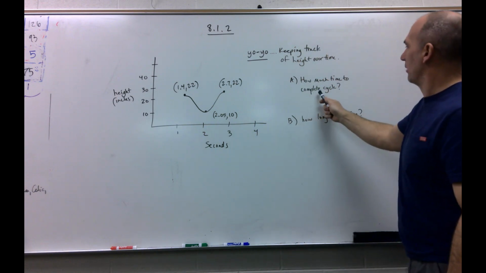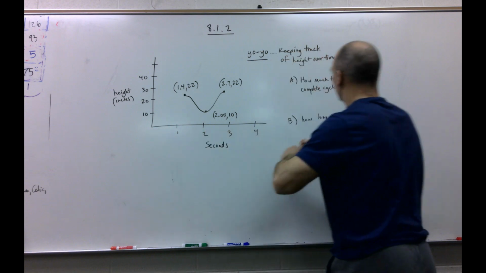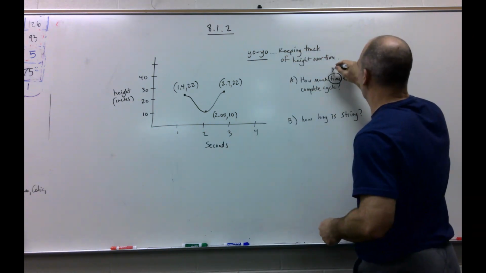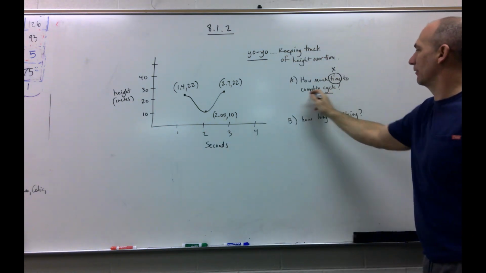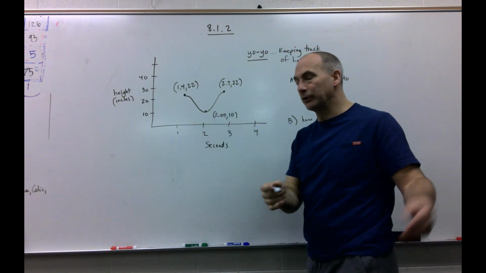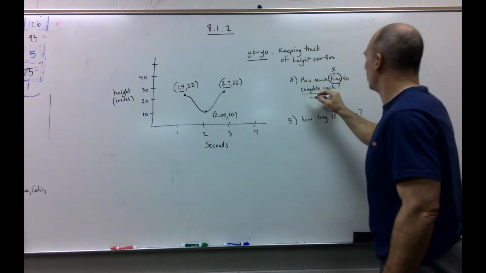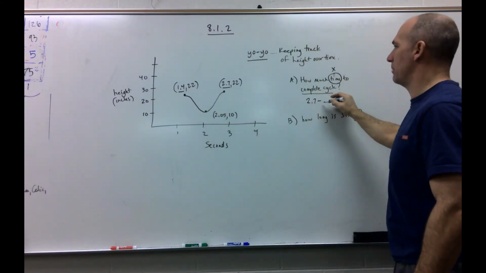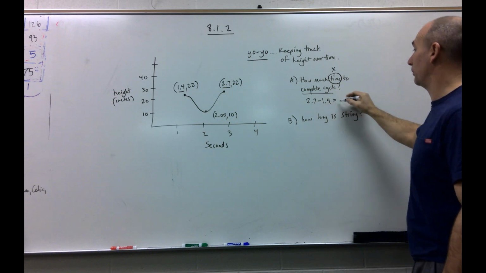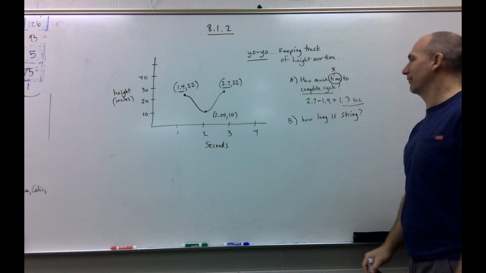So it says how much time, remember, these are x's, so time has to do with our x's, to complete a cycle. Well, it goes through, and this looks like a sine curve or a cosine curve. It goes from 1.4 to 2.7. So really I'm going to go 2.7 minus 1.4, pretty simple actually, 1.3 seconds to complete a cycle.